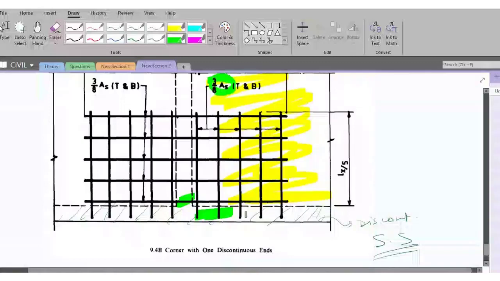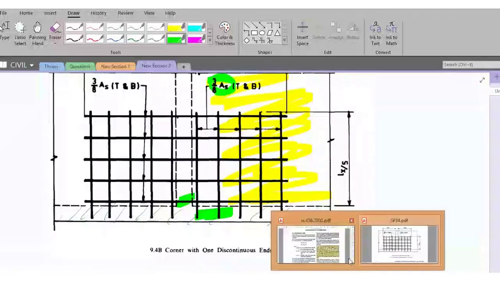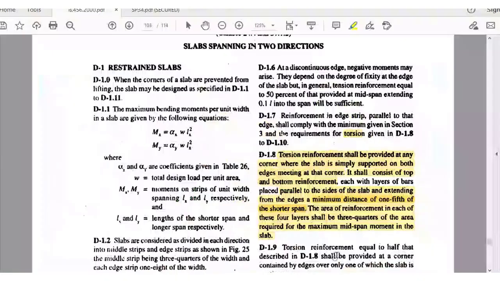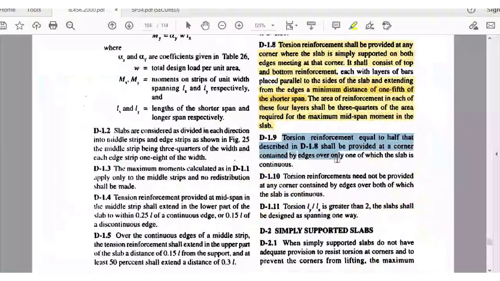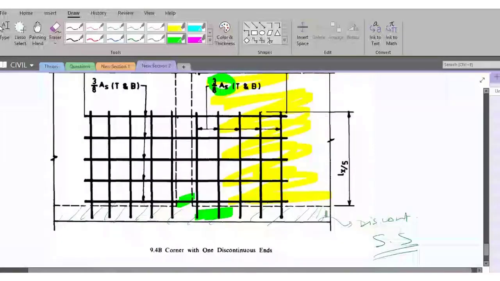Okay, and this you can read here also. D1.9, it's written: torsion reinforcement equal to half that described in D1.8 shall be provided at a corner contained by edges over only one of which the slab is continuous. So it is actually talking about this case. One edge is discontinuous but simply supported, and the other edge is what?